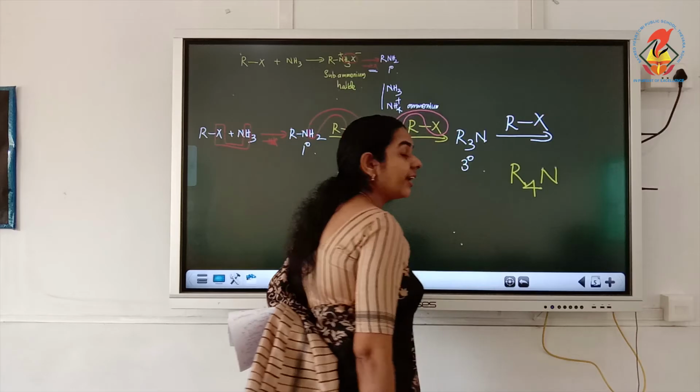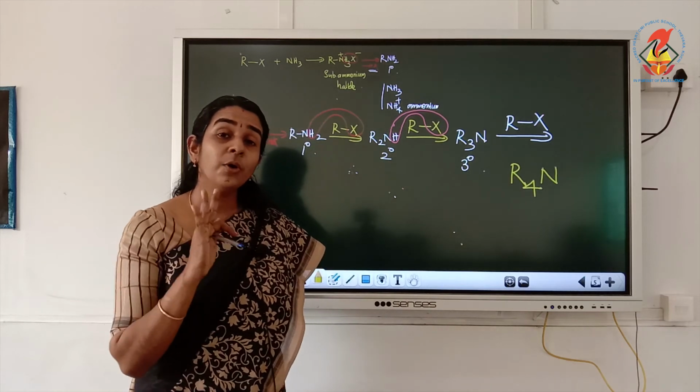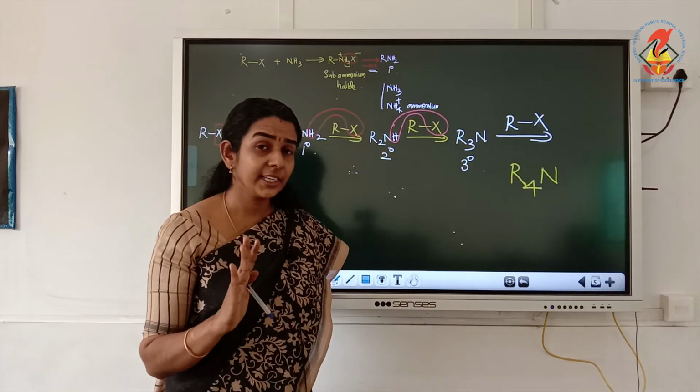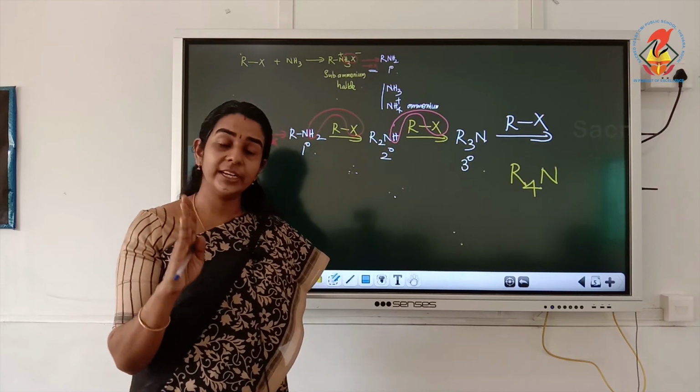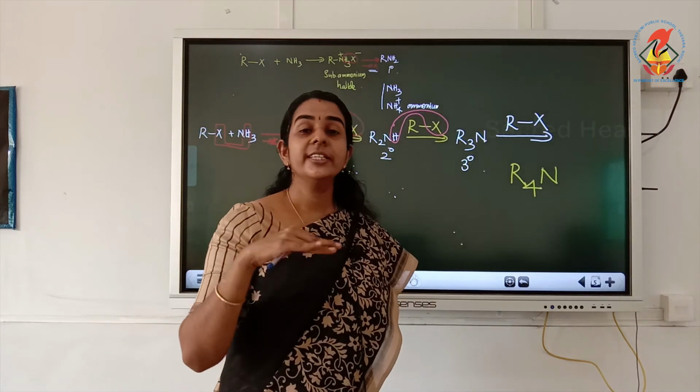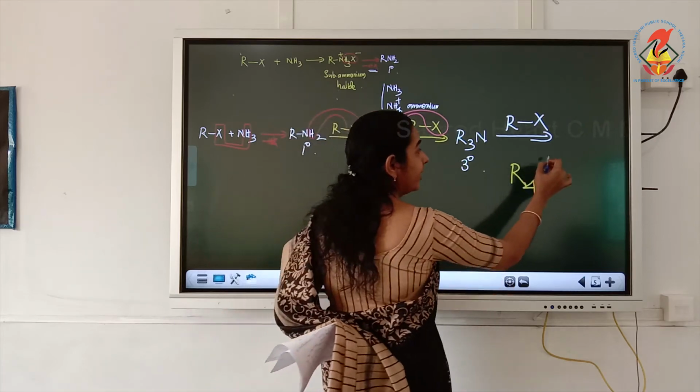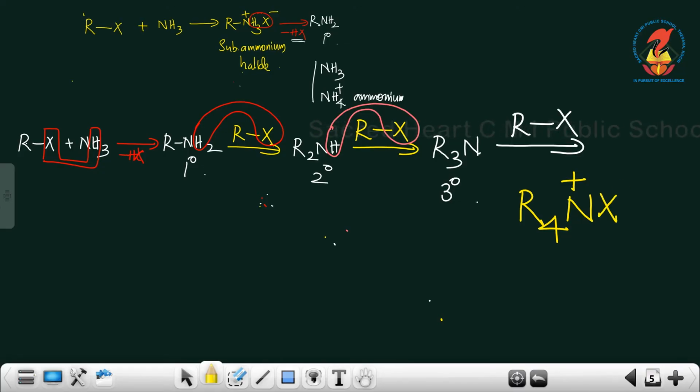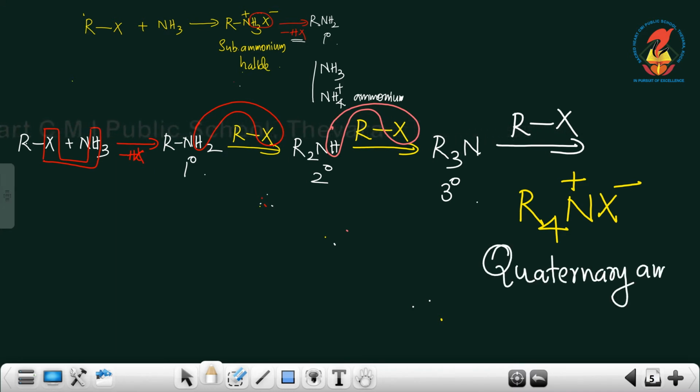N. When nitrogen gets surrounded by 4 groups, because nitrogen's normal valency is 3, when this normal valency is exceeded, it gets a plus sign. Then what is remaining there? X minus. And this is the last product, an addition product called quaternary ammonium halide. Very important term. It is a quaternary ammonium salt.